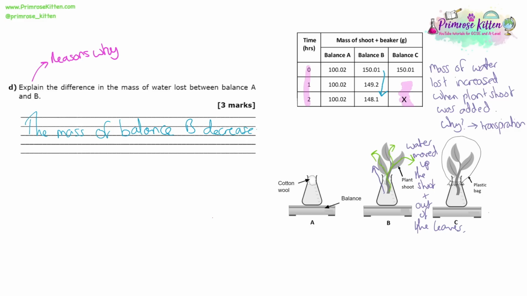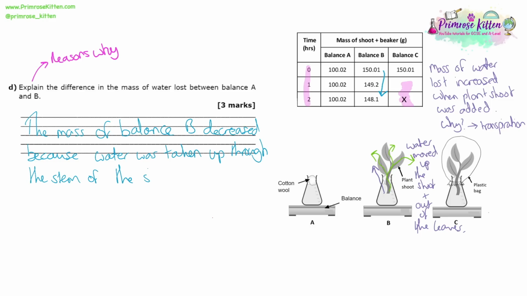As long as you said it was lighter, it was less, something along those lines, because water was taken into the plant shoot or into the stem of the plant shoot or pulled up the shoot stem, anything like that, and then the water evaporated from the leaves. So we have to say all of those things. We have to say what the difference is. So the mass of balance B was lower or it decreased, whatever you need to say. That's the difference. That gets us 1 mark.